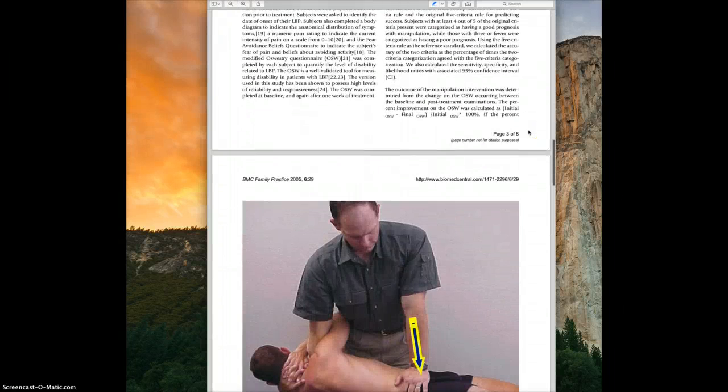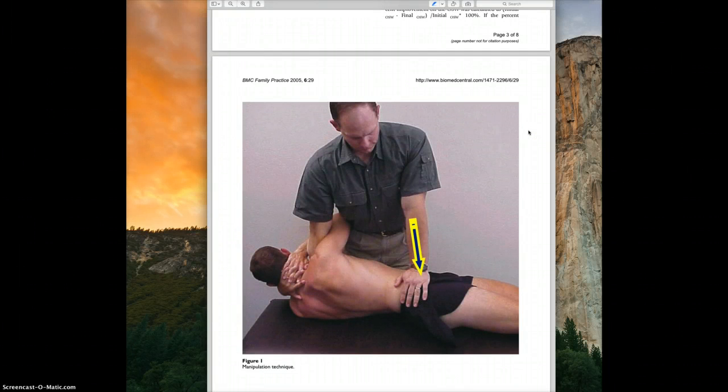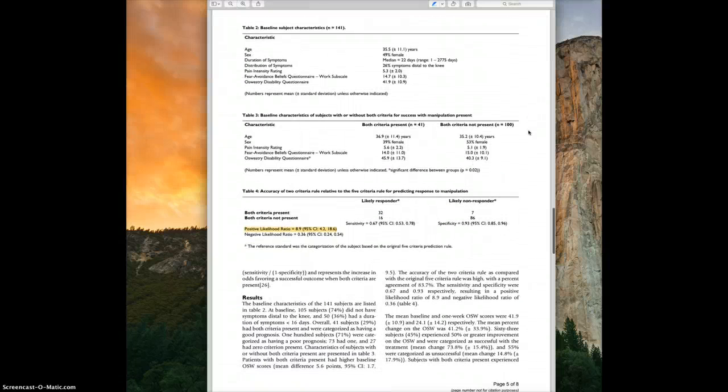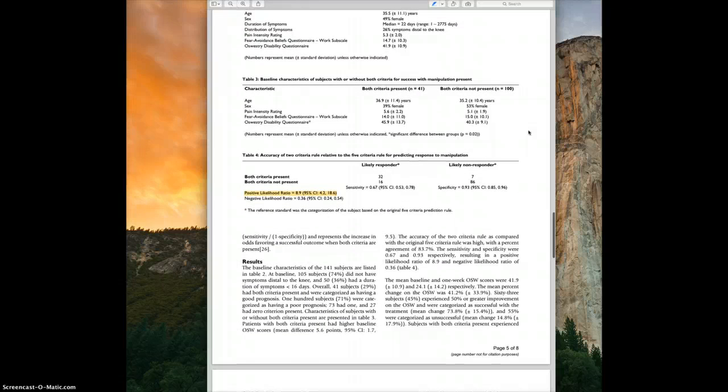So if I scroll down a little bit, their intervention again was the HVLA. Theirs was more of a long lever manipulation, looking specifically at the SI joint in the lower back. But if we looked at the accuracy of applying both of these criteria, the accuracy of the 2 criteria rule relative to the 5 criteria rule for predicting response to manipulation, it's still pretty favorable. The only argument there could be time. Time could always be a barrier for a busy practitioner.